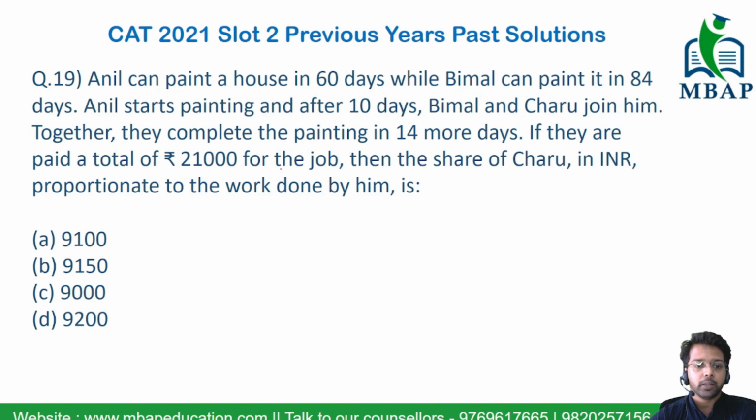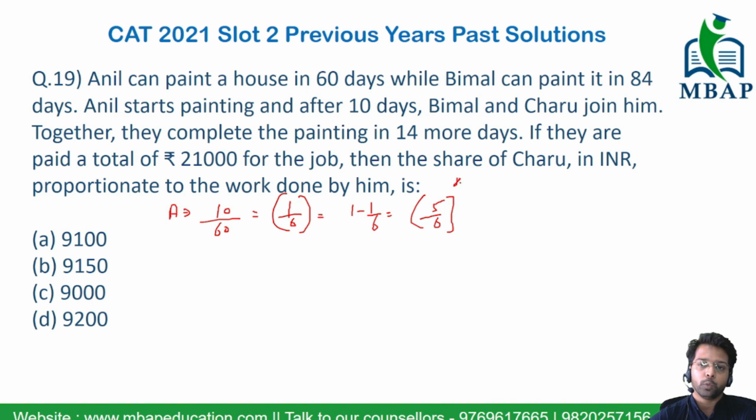Clear? Now it's been said A started to work. A worked for 10 days out of the 60 days in which he can work alone. So it's certain that A has already completed 1/6 of the work. So the total work left, which will be done by A, B and C together, will be only 5/6 of the total work. Now the work has been done together in 14 more days.